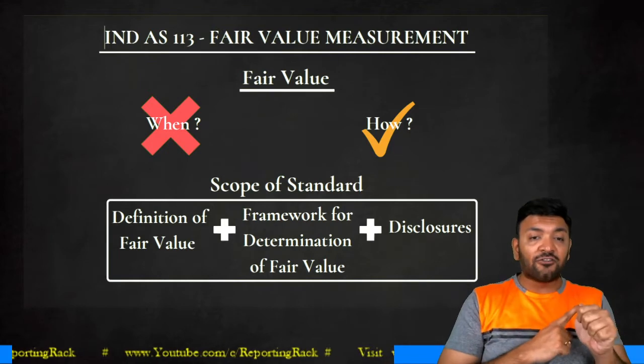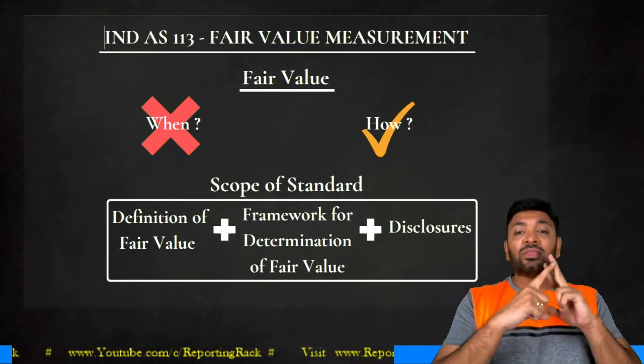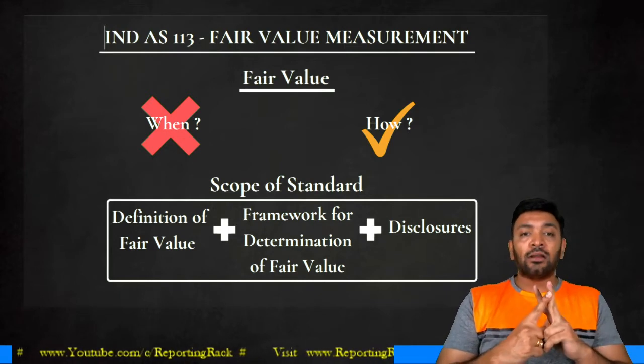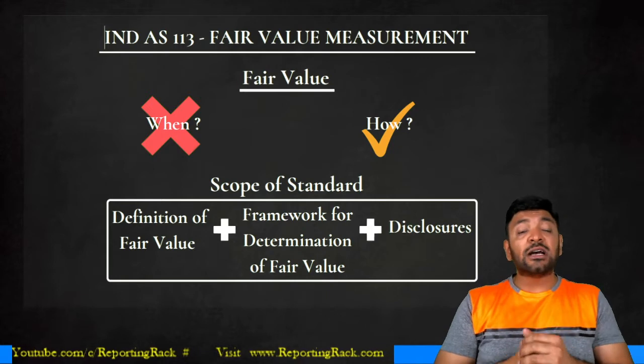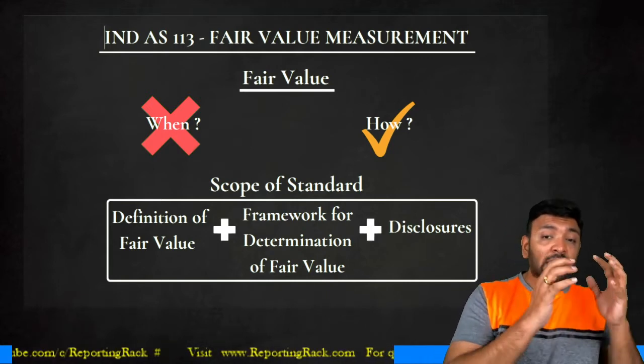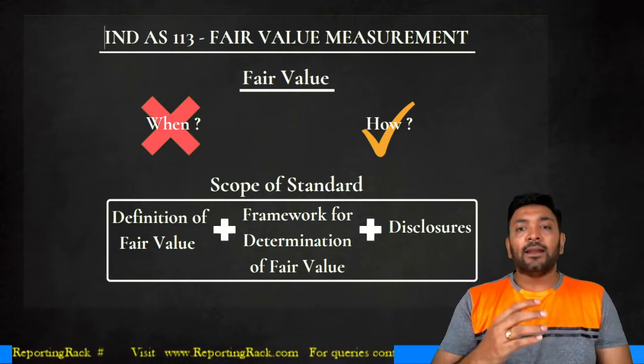One is the definition of fair value. Second one is a framework for determination of fair value. Third one is the disclosures. Clear? So as we progress, we need to first understand, breaking down, what is the definition. Now you tell me, what do you understand by fair value?